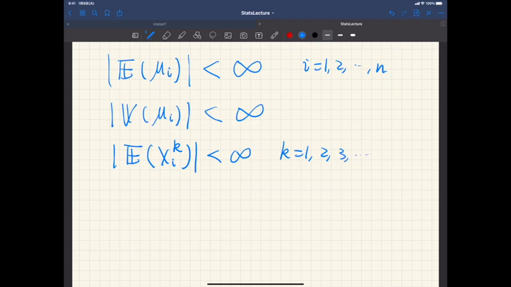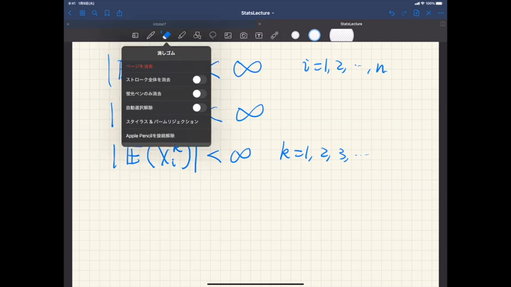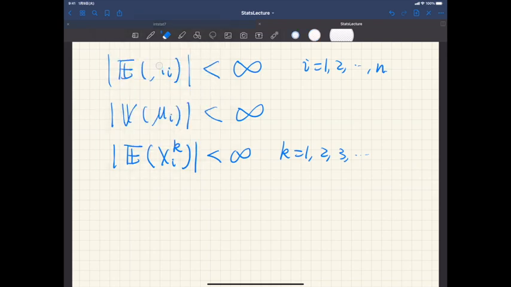When k is 1, it's just the expectation value of xi. When k is 2, when it converges, then we can define the variance. So this is a necessary condition. But in addition to those, we also impose that higher moments do exist for all these random variables.